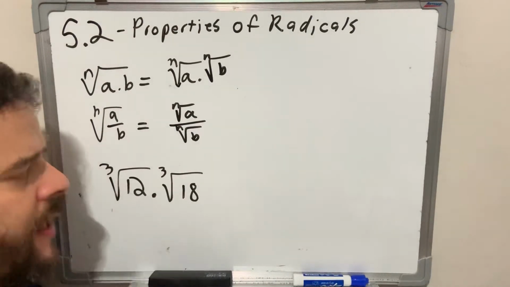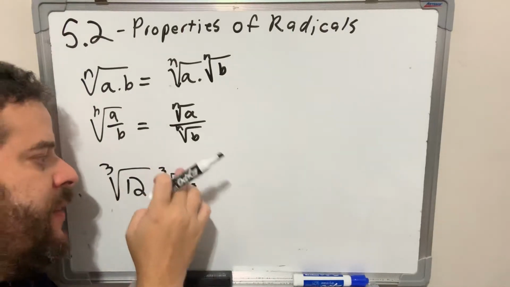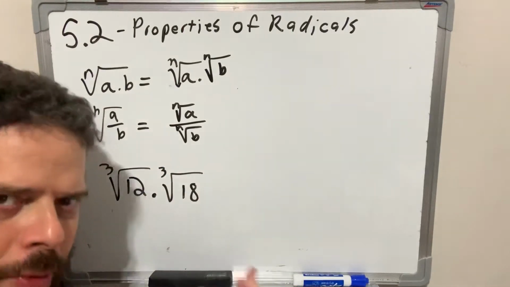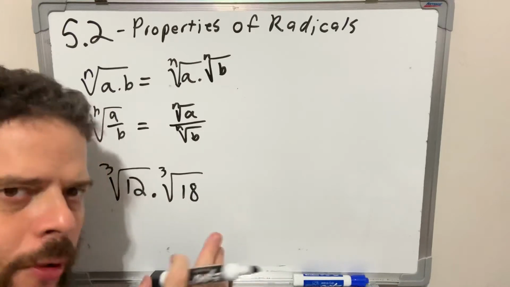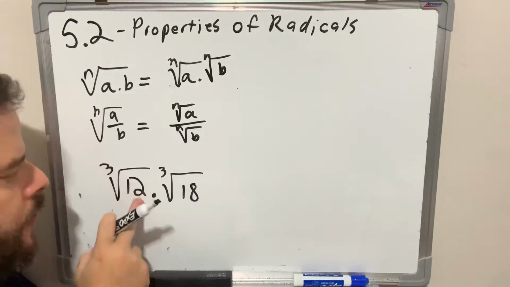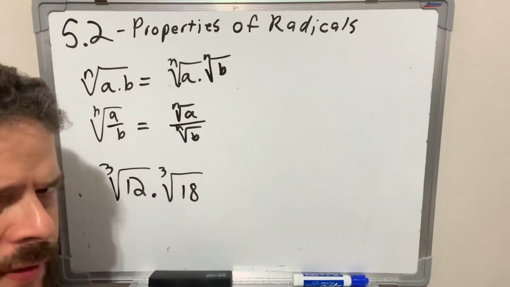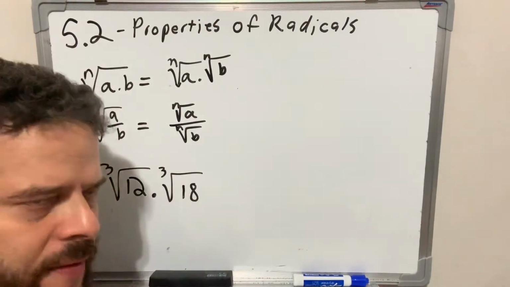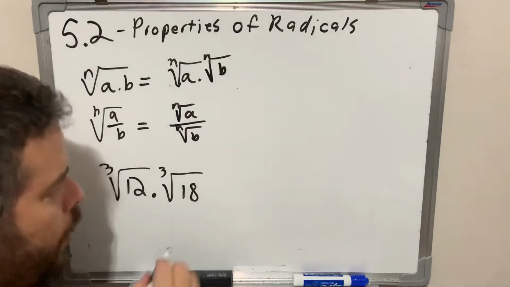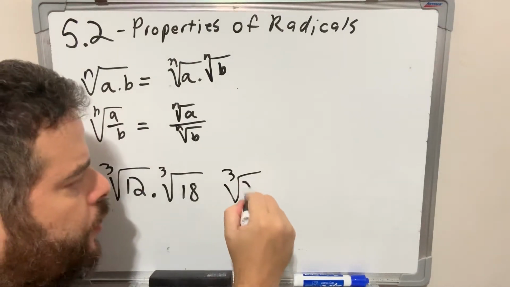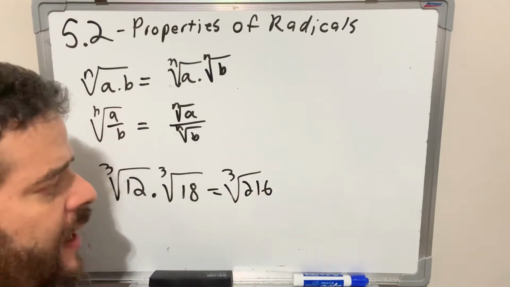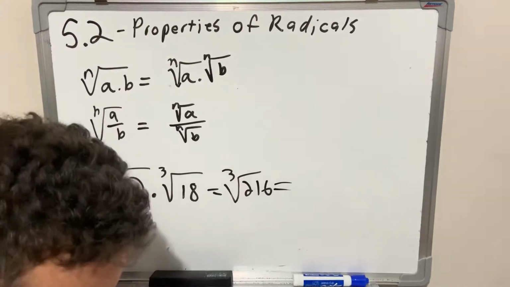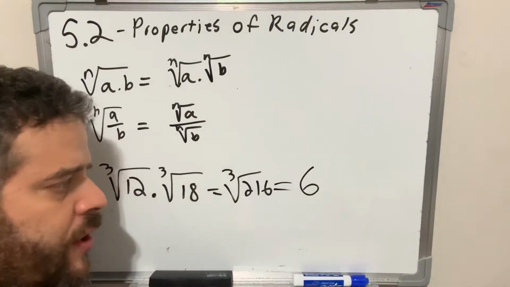Now, 12 does not have a cube root. 18 does not have a perfect cube root. Again, we're looking for perfect cube roots. If not, we just leave it expressed as a radical. So the 12 does not have a cube root. The 18 does not have a cube root. When you multiply them both, you get the cube root of 216. And when you plug that into your calculator, you get an answer of 6.